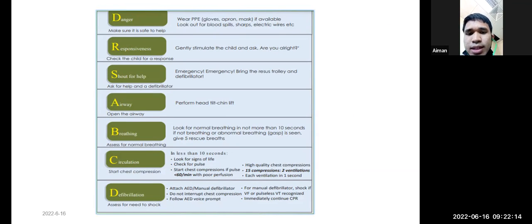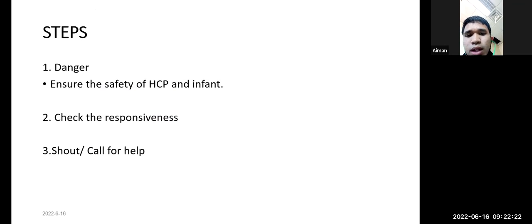These are the overview of the steps that I'm going to describe. The first one is danger. We have to ensure the safety of the surroundings, the healthcare workers, and also the infant. Second, we need to check the responsiveness of the infant by gently stimulating the infant. Third, we need to shout or call for help.